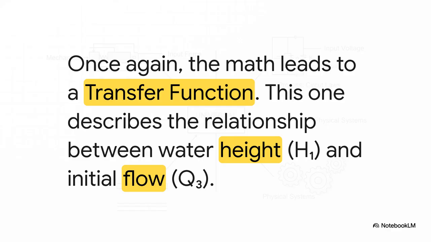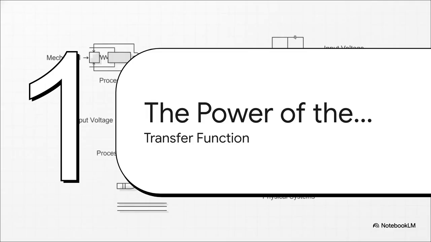We run the math, we do the Laplace transform, and surprise, surprise, we get another transfer function. This one connects the water height in the first tank to the flow rate coming in. Same method, same kind of result. It's a universal pattern. Okay, so we've seen this transfer function pop up for a mechanical, an electrical, and a fluid system. We've done a lot of work to get here. So what's the big deal? Why is this one little piece of math so incredibly powerful?